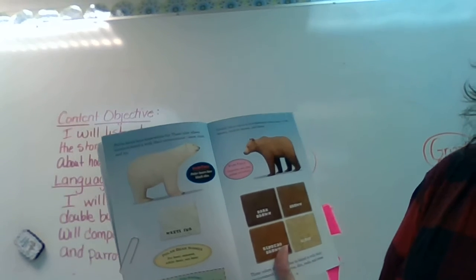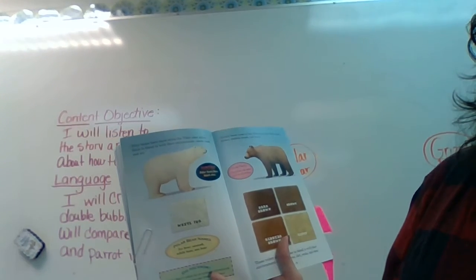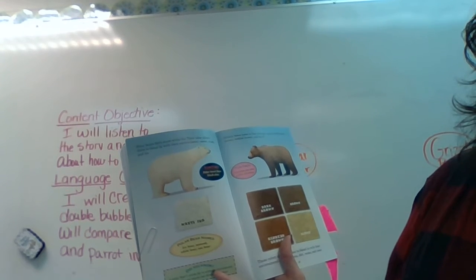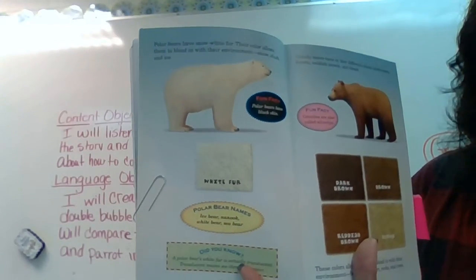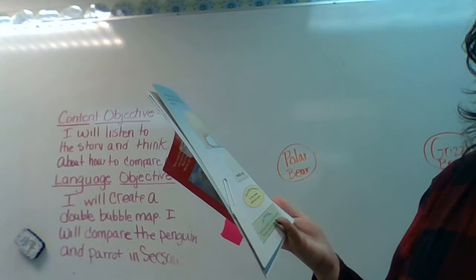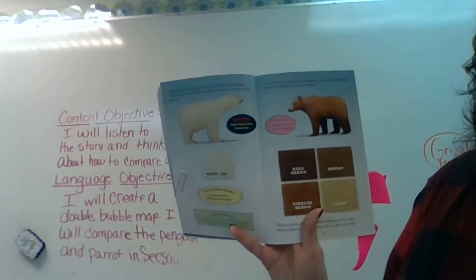Polar bears have snow white fur. Their color allows them to blend in with their environment: snow, slush, and ice. Polar bears have black skin. That's the fun fact on that one. They have white fur. Polar bear names: ice bear, Nanook, white bear, and sea bear.